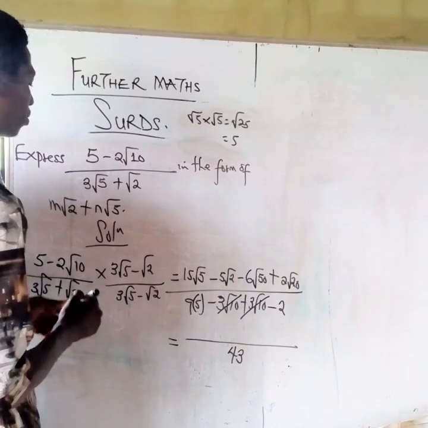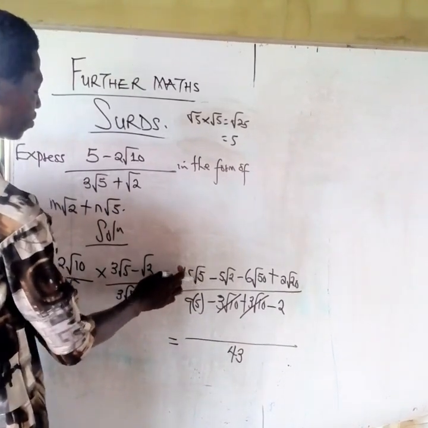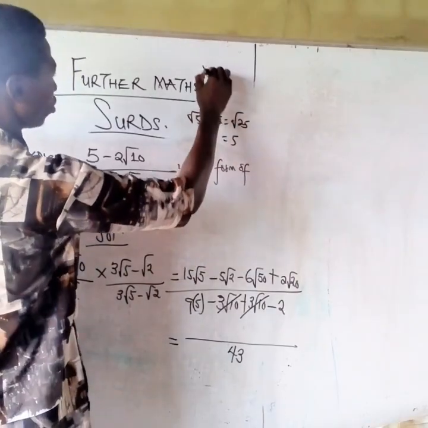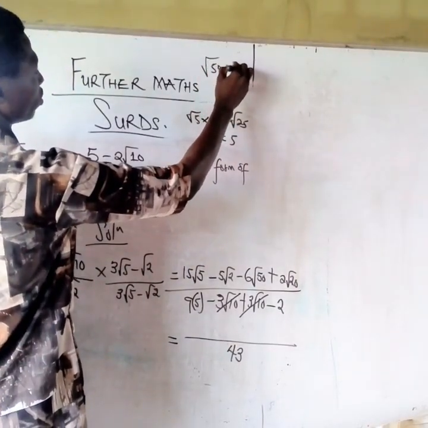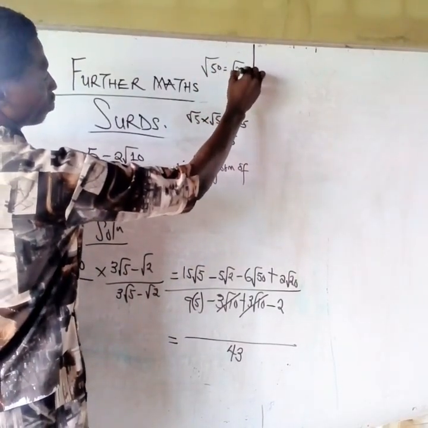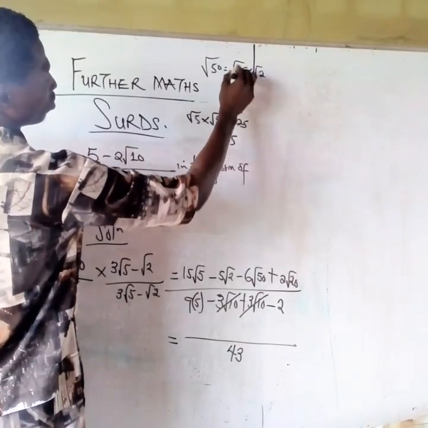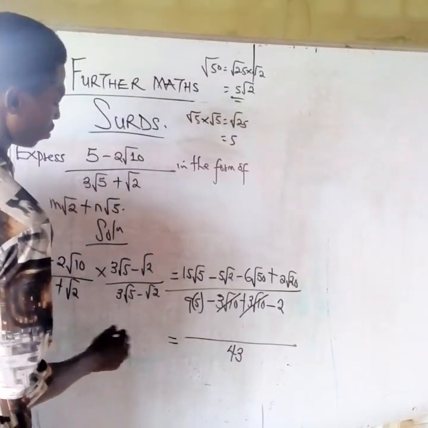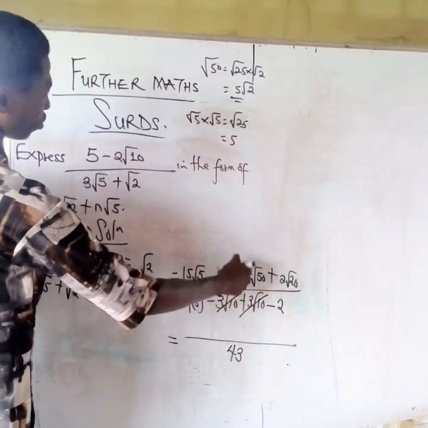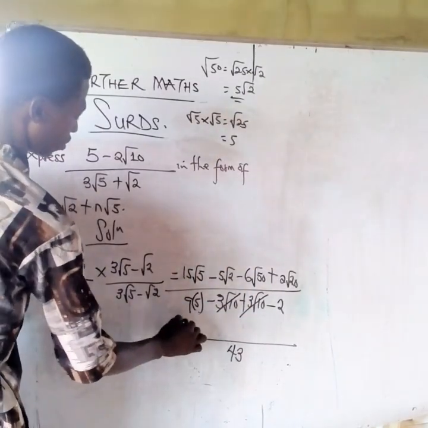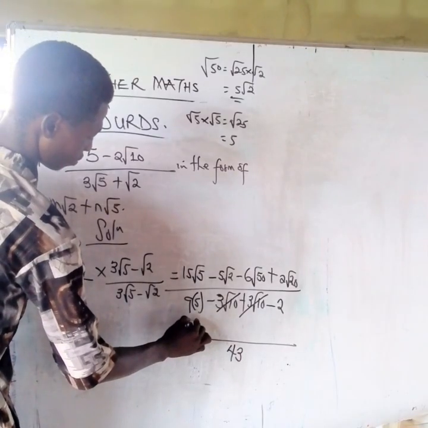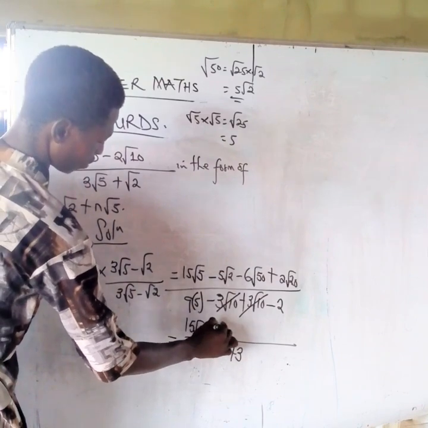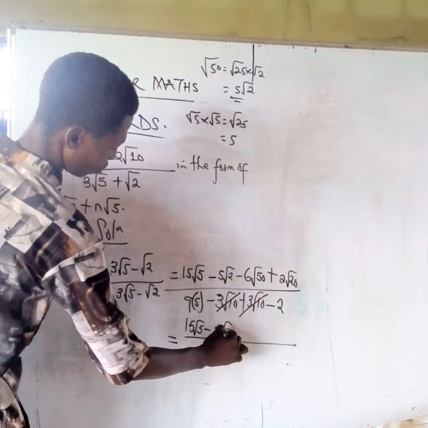So what do you have up here? You have root 5, you have root 2 here, you have, I guess you should know, root 50 is equal to root 25 times root 2. Square root of 25 is 5 root 2. So this becomes 5 root 2, and 6 times 5 will be 30. So you have 15 root 5 minus 5 root 2.